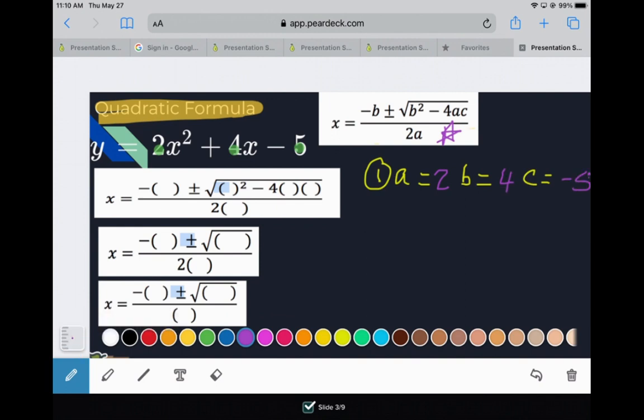Great. So as soon as you identify your A, B, and C, what you're going to do is look at the equation given to you up here, this one.